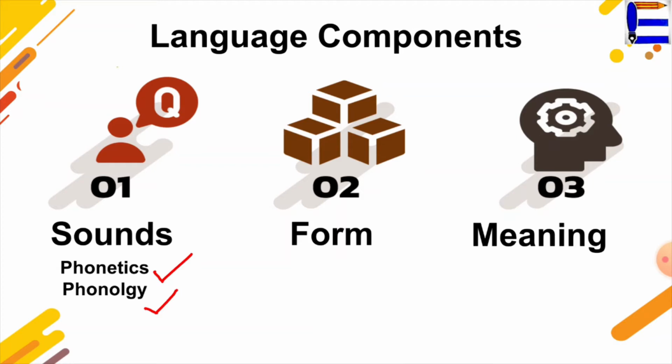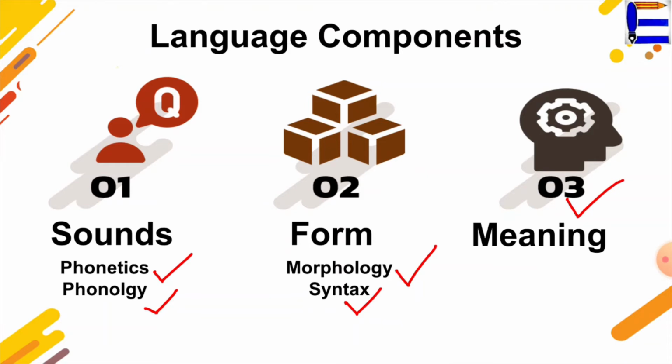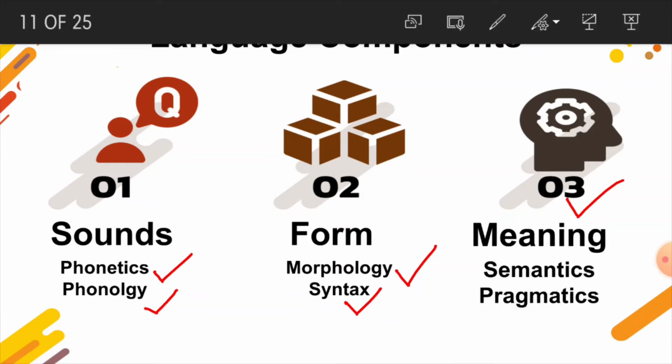The next component of the language is the form. Once the speech sounds are identified, you need to form them in a certain manner to make words. Words make phrases, and phrases constitute a clause or a sentence. So, the branch of linguistics which studies words and their structure is called morphology. And the study of phrases, clauses and sentences is called syntax. Then, you have the third component, that is meaning. Meaning is studied by two branches of linguistics. Those are semantics and pragmatics.